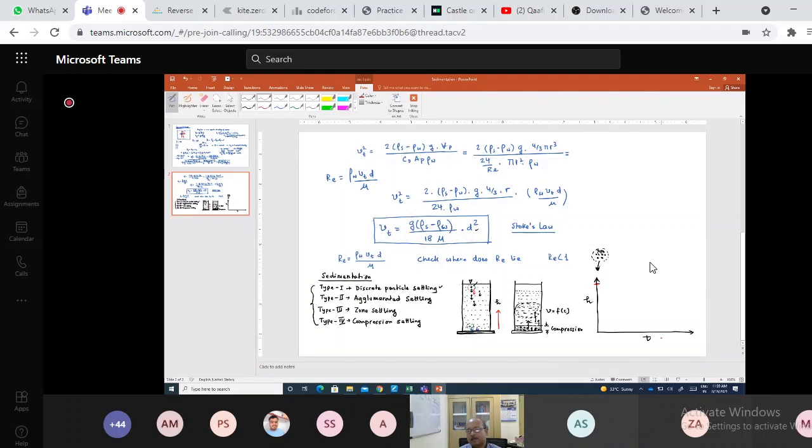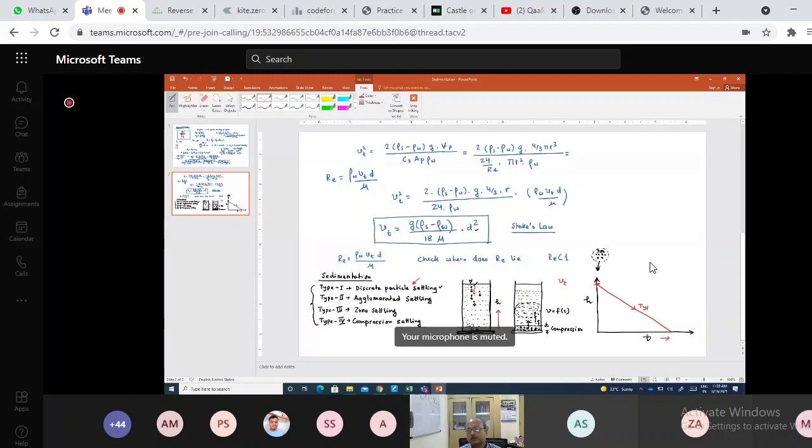And as the time progresses, the height diminishes, so it will be a curve which is falling down like this. But what will be the nature of this curve? As you can see, the terminal velocity is a constant, as long as this is discrete particle settling. So if this is a constant velocity, h by t, or the gradient of the line, is what? It is the velocity, right? So h by t will be a constant value. So you get a straight line, which represents type 1 settling.